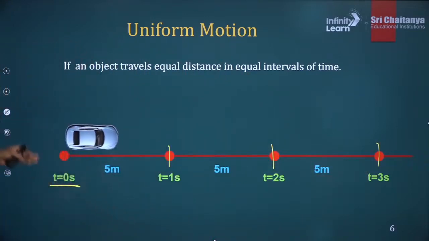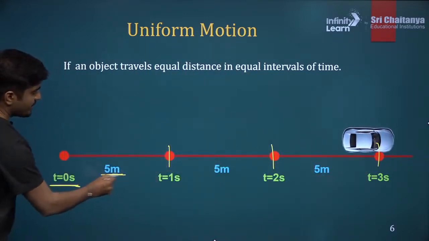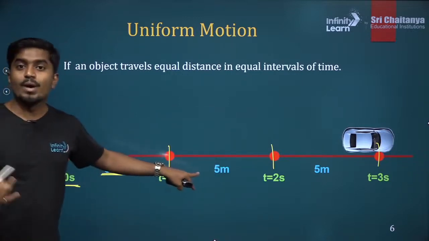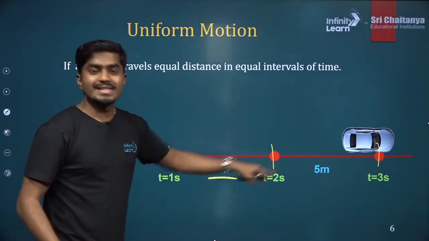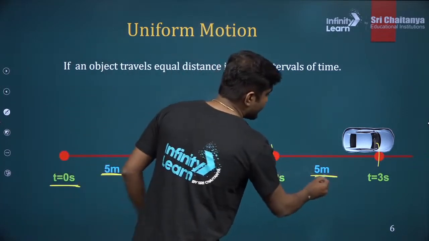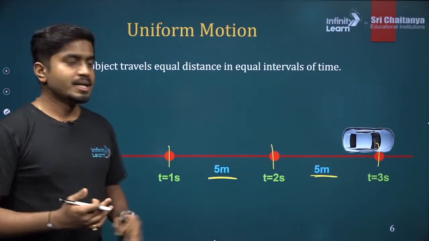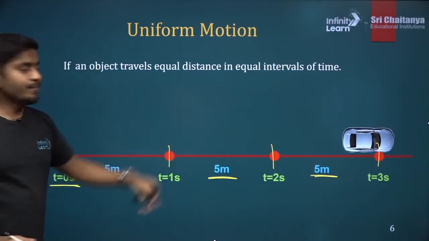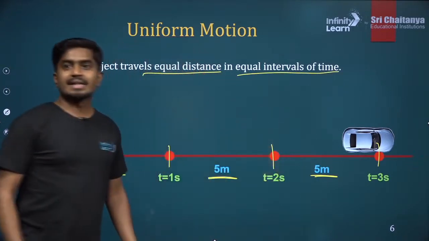So this object, this car, will move how much distance? 5 meters in the first 1 second. Then again 5 meters in the next 1 second. Then again 5 meters in the next 1 second. Right? So the object is moving equal distance in equal intervals of time.